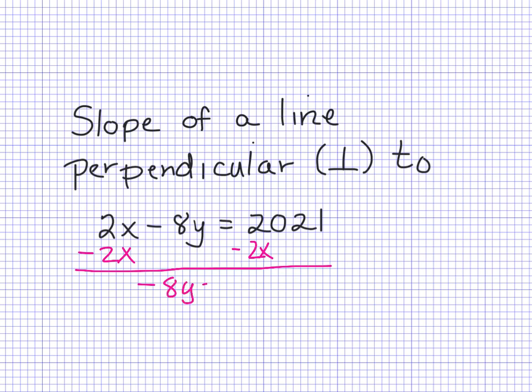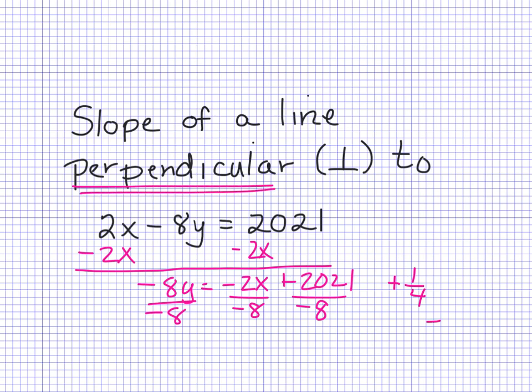Minus 8y equals minus 2x plus 2021. Dividing by that negative 8. And again, all I really need here is the slope. If you can find that slope in your head, great. The slope of the original line, negative 2 over negative 8, would give me a positive 1/4. So the slope of a line perpendicular to that given line would be negative 4, or negative 4 over 1.